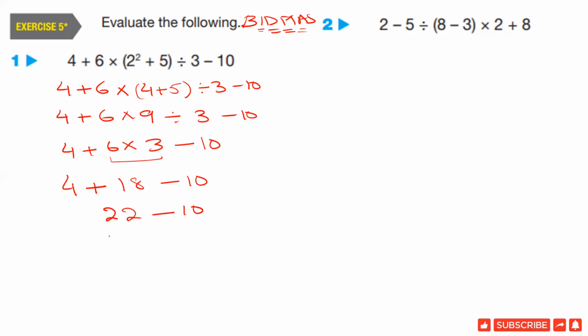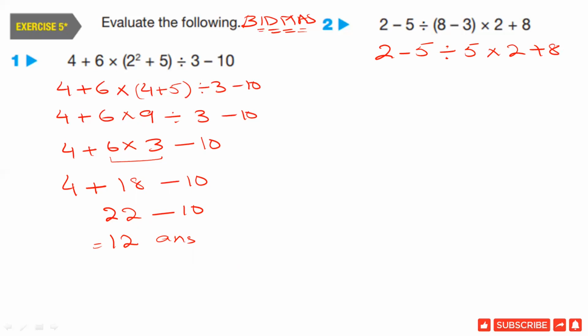minus 10. Now what is left? 22 minus 10 is 12. So our answer is 12 for question number 1. Now we look at question number 2: 2 minus 5 divided by bracket start 8 minus 3 bracket close times 2 plus 8. 2 minus 5 divided by 8 minus 3, which is 5, times 2 plus 8.